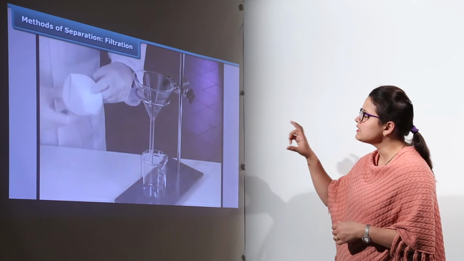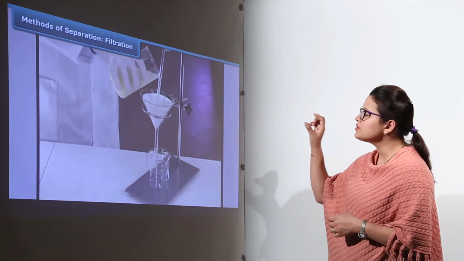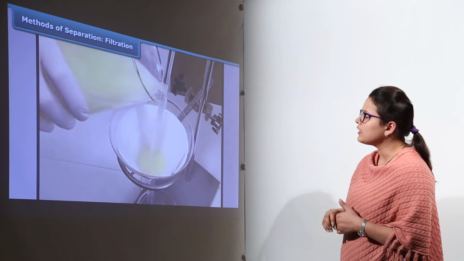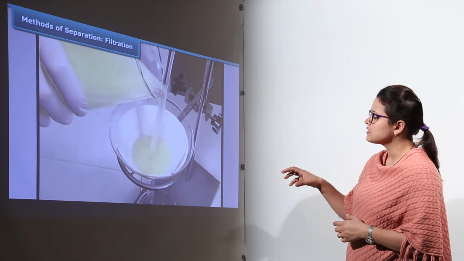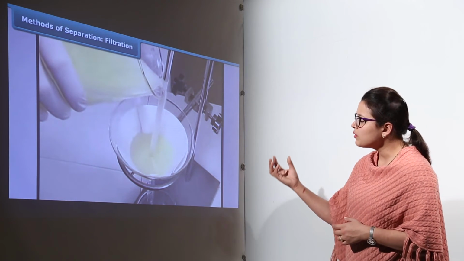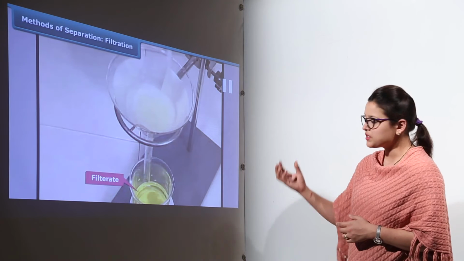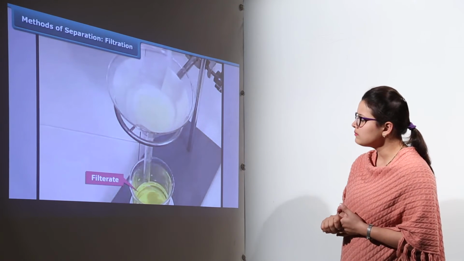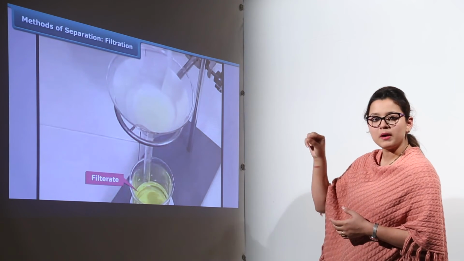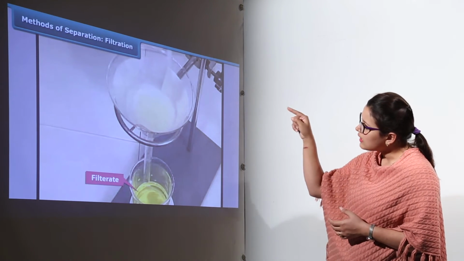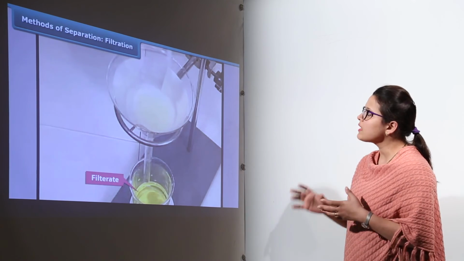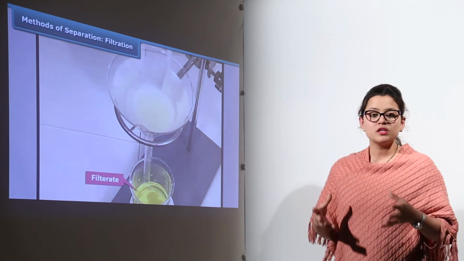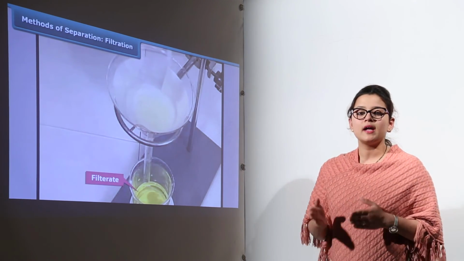Now here you can see the filtration being done. You have to use a filter paper, place it in the funnel and pass the mixture of solid and the liquid through this. You would find that all the pure material out of the mixture is settling at the bottom, and all the solid particles are remaining, as you can see, stuck to the filter paper. So this is the process by which you can separate any mixture that contains solid and liquid particles.